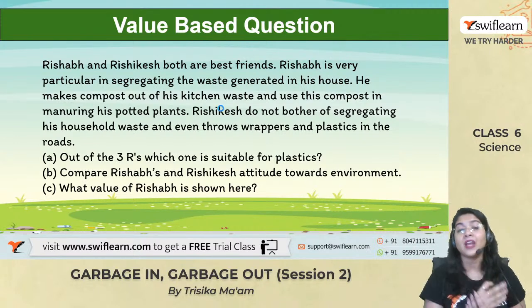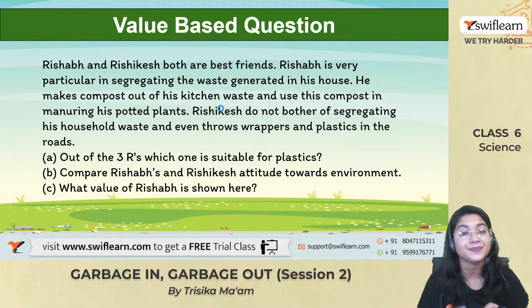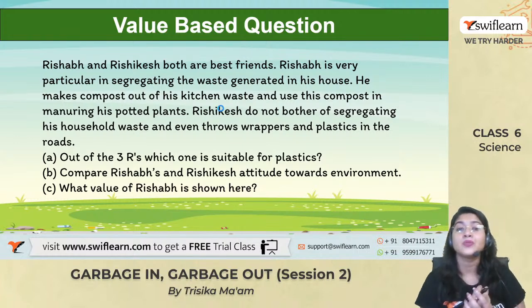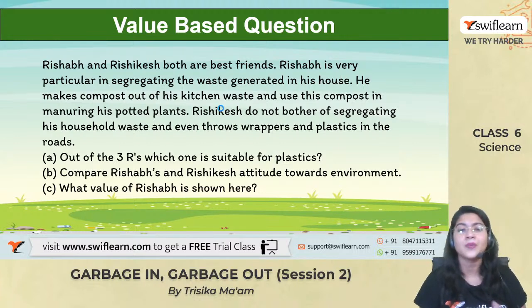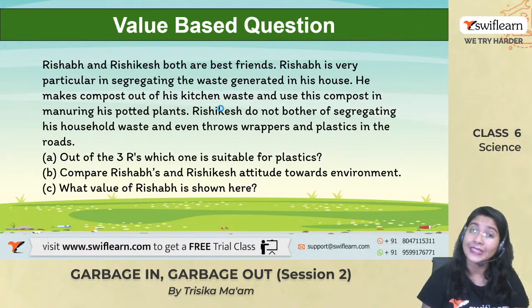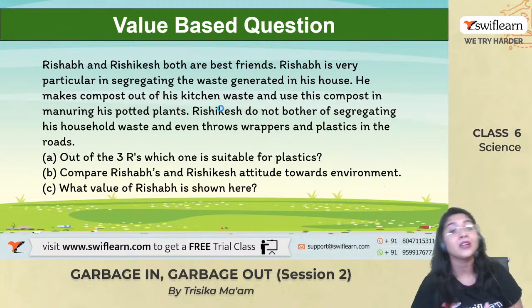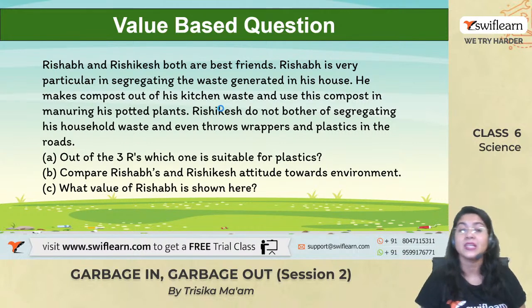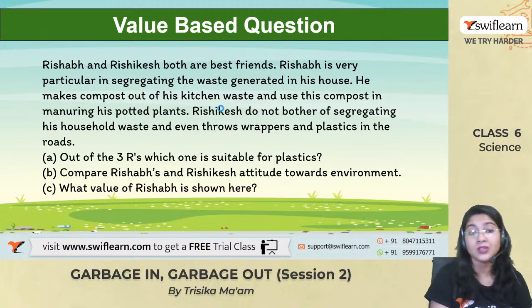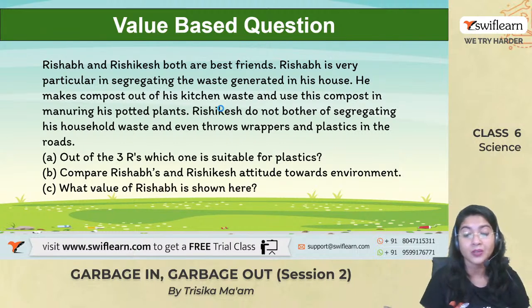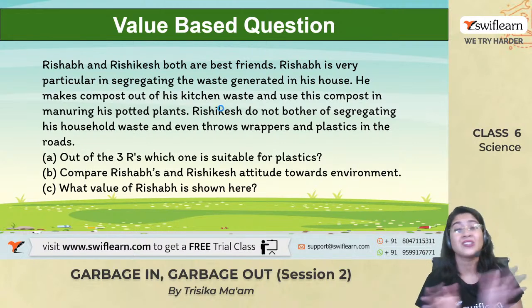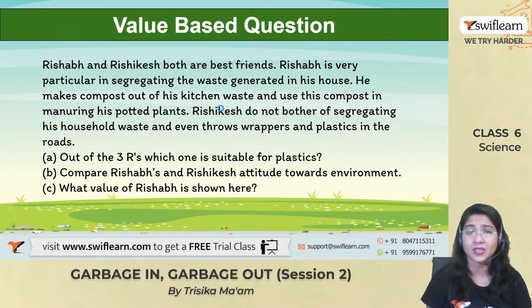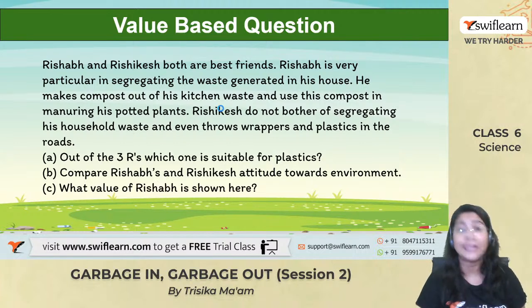What type of attitude can we see in Rishabh? Yes, he is making compost, he is segregating the different waste materials of the house. So what type of behavior is it? Very eco-friendly. Rishabh is very eco-friendly, very intelligent, and that is why he is helping others also keep the environment clean, right? But Rishikesh is not at all bothered about all these things, so he is not at all eco-friendly.